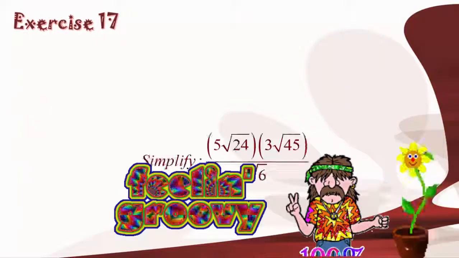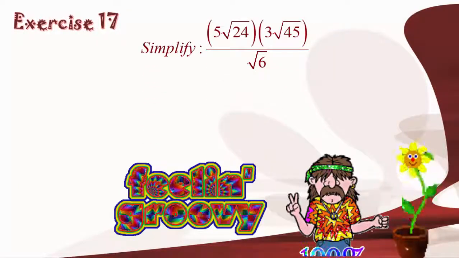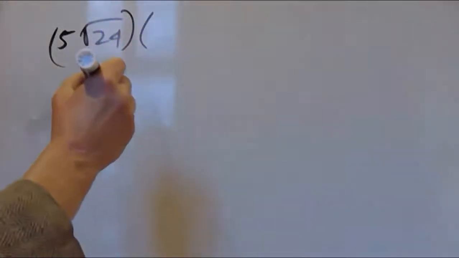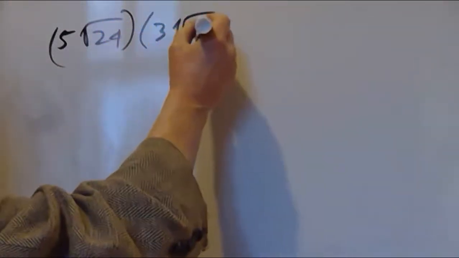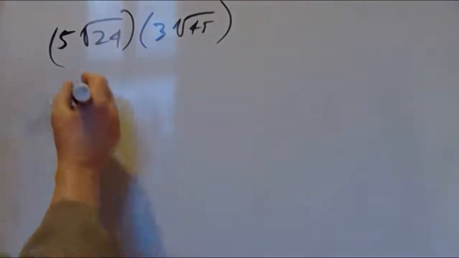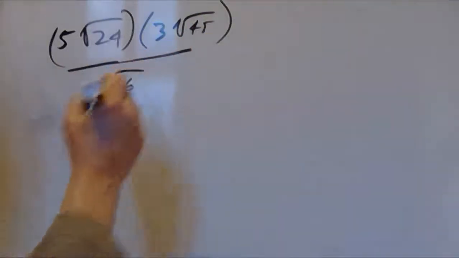In example number 17, we're asked to simplify 5 square root of 24 times 3 square root of 45 divided by square root of 6. So let us go over to the whiteboard and work this one out. For our last example, we're going to use a few things. This is really just all numbers, but it has a lot of things going on. So we have 5 square root of 24 times 3 square root of 45 all over the square root of 6.